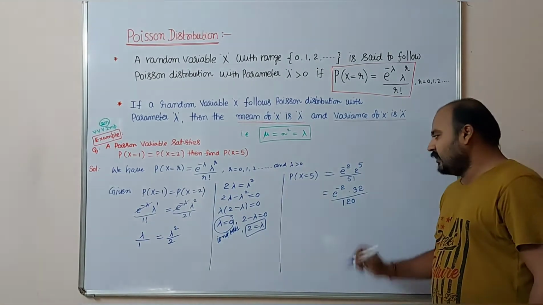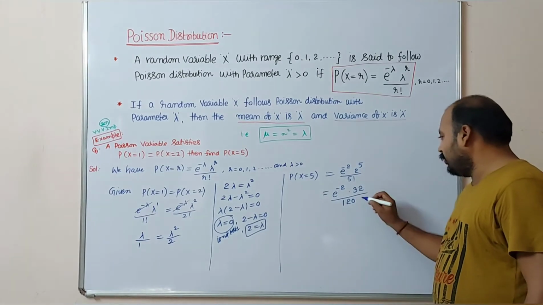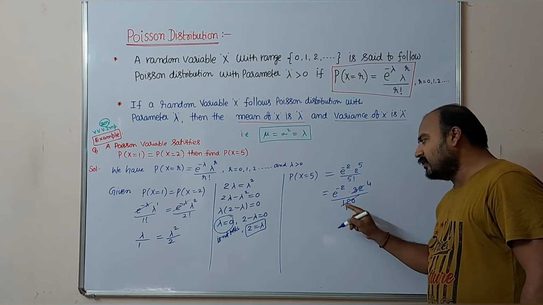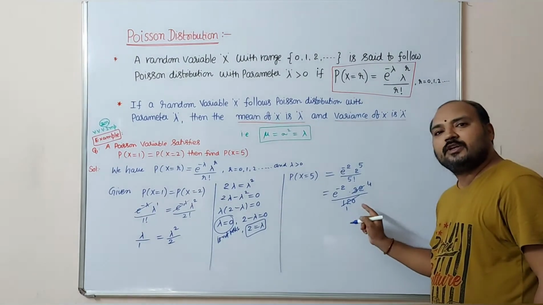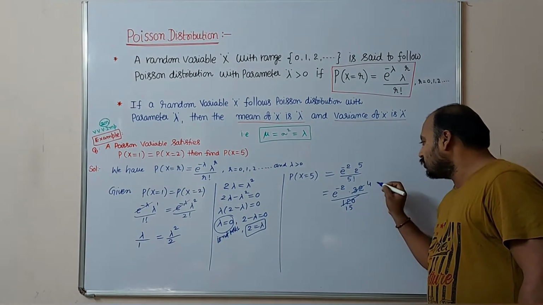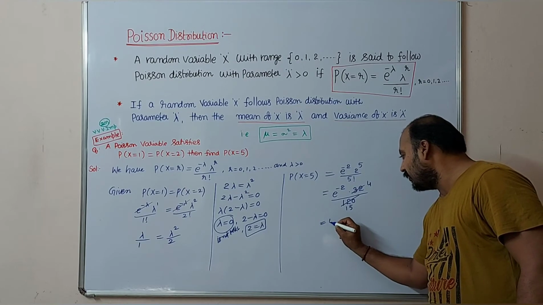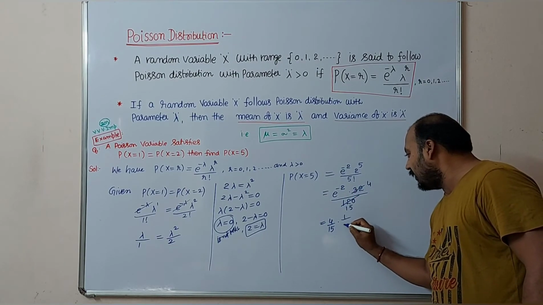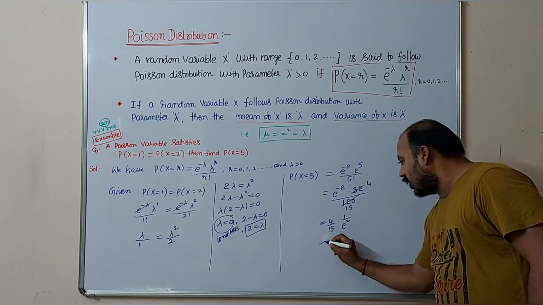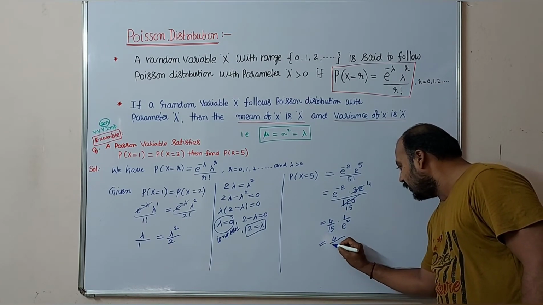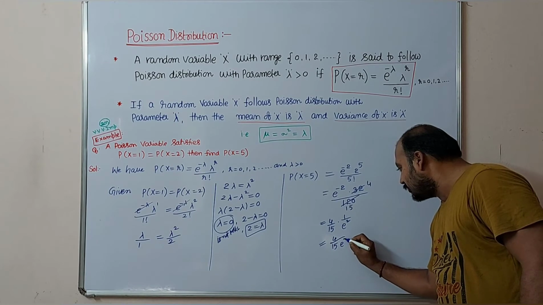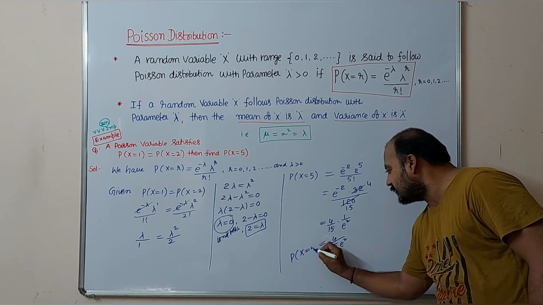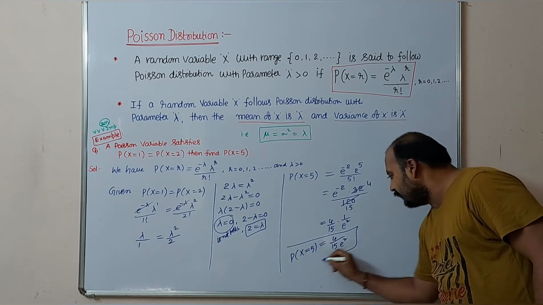So here 8 table we need to do. 8 4s are 32, 8 1s are 8, 40 is there. So 40 is there means 8 5s are 40. So 4 by 15. e power minus 2 is 1 by e square. So the answer is 4 by 15 e square. This is the value of P of x is equal to 5.